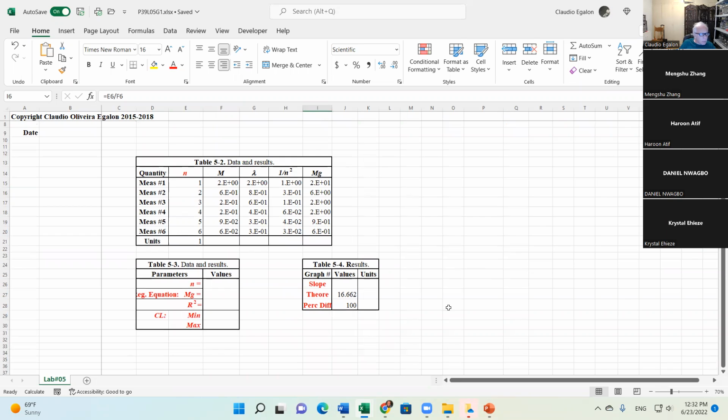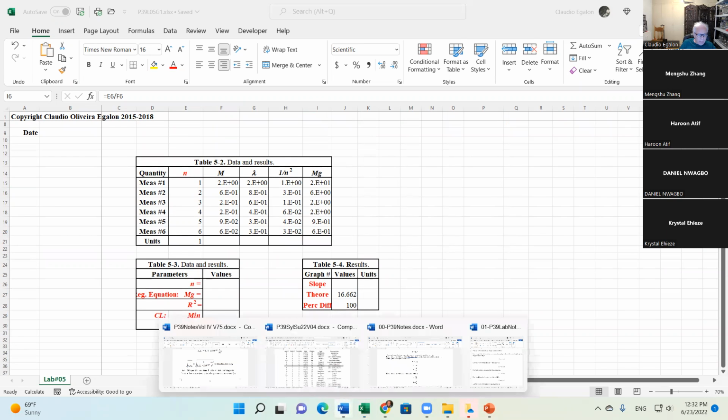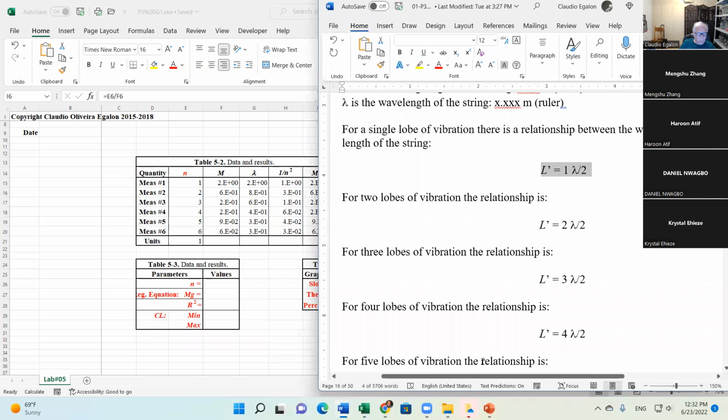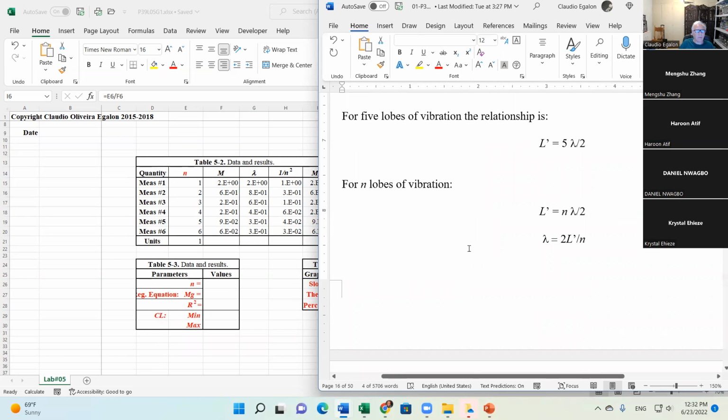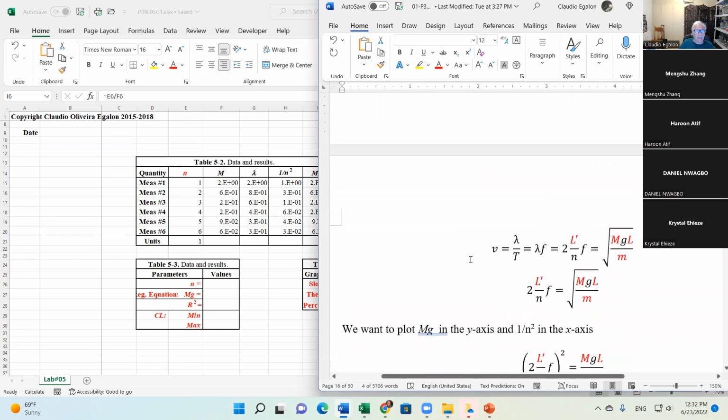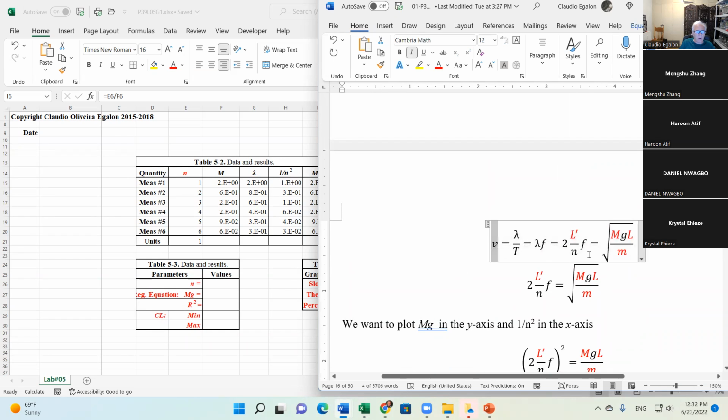Okay, and then what else do we have to do? We're going to have a graph. Here's my equation. Here's the wavelength, 2L prime over N. Velocity is equal to that, but velocity is also equal to that. The wavelength is going to be equal to 2L prime over N. This is an experiment. This is a measurement. Everything in red is a measurement.